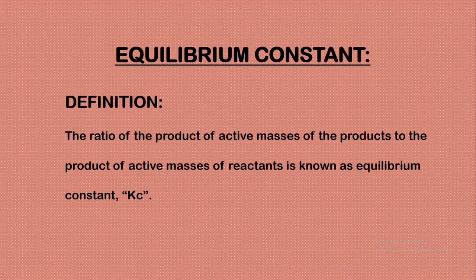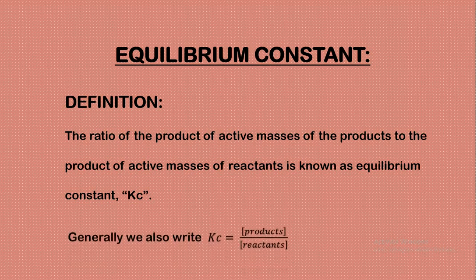We define equilibrium constant as a ratio between the product of active masses of product and reactant which are present in a chemical reaction. It is represented by capital K and small c. The general formula for equilibrium constant is written as below. Kc is equal to product divided by reactant. So we can say that for equilibrium constant, product are placed at numerator whereas reactant are at the denominator.